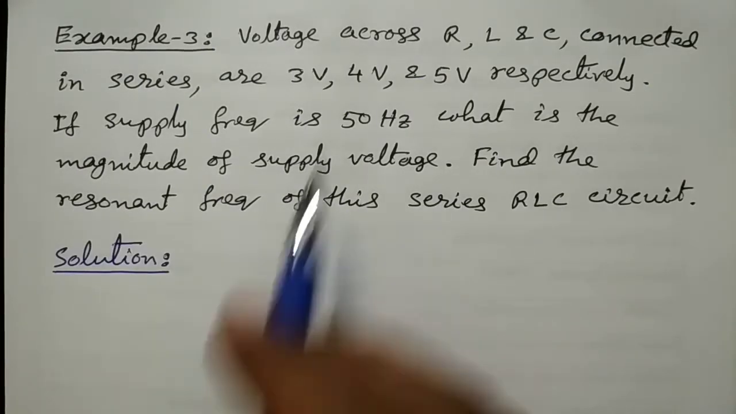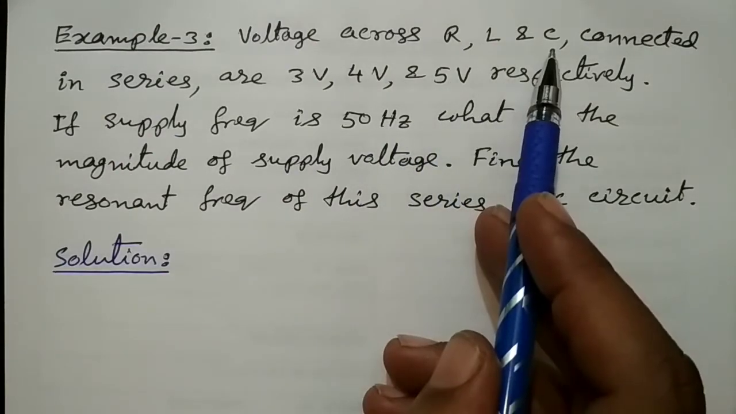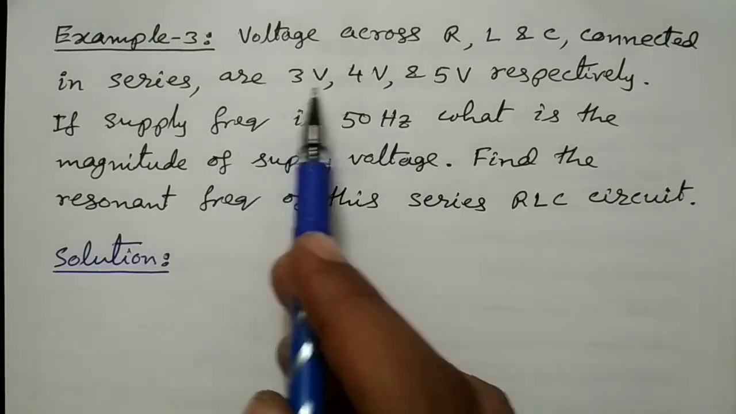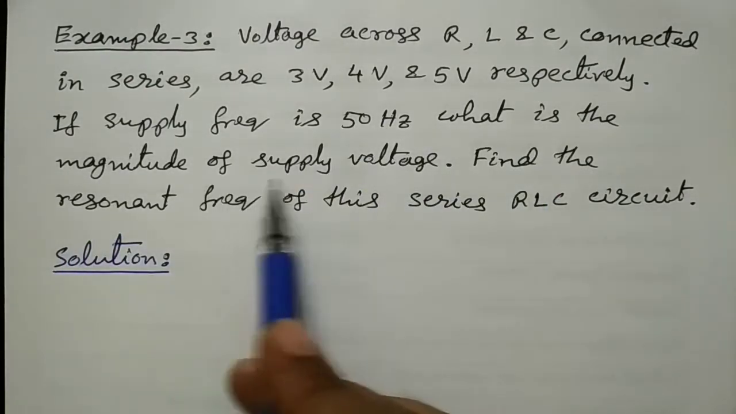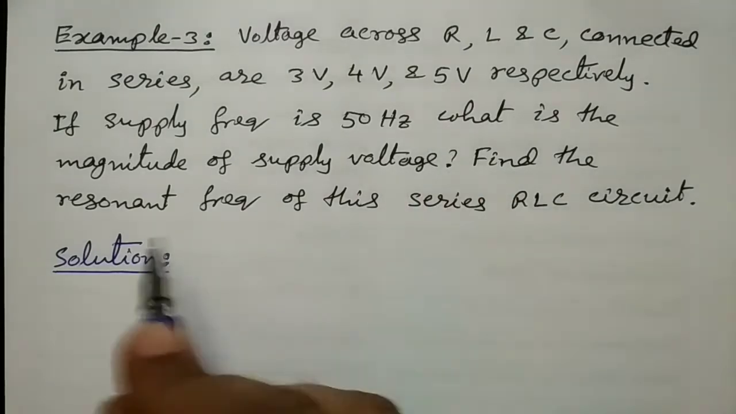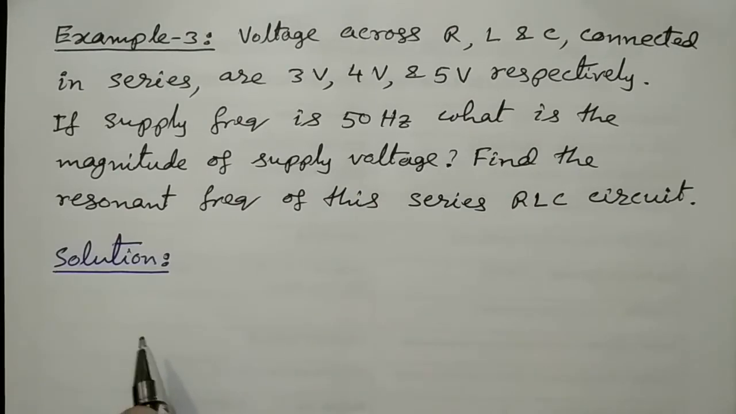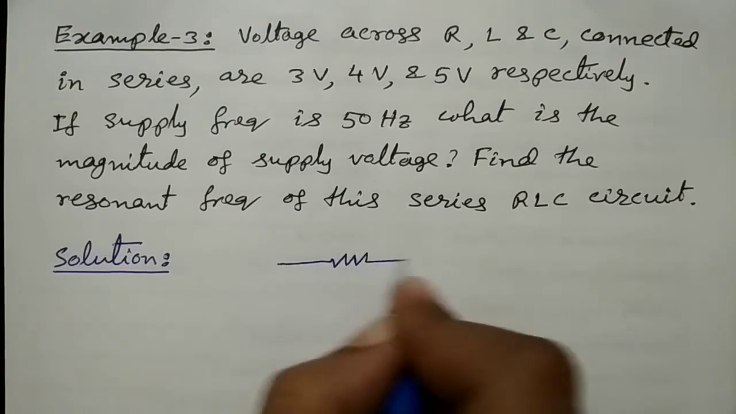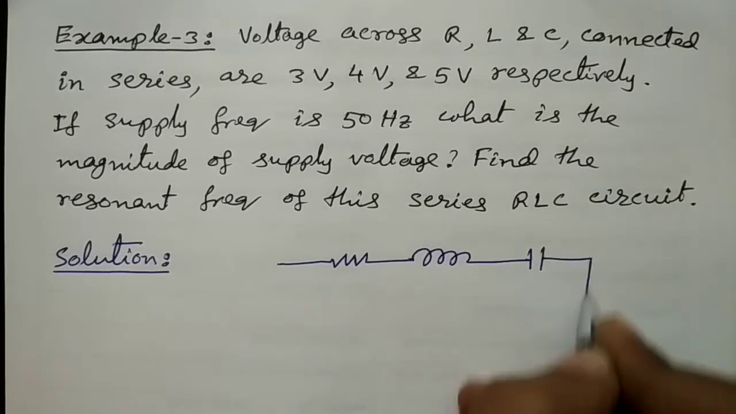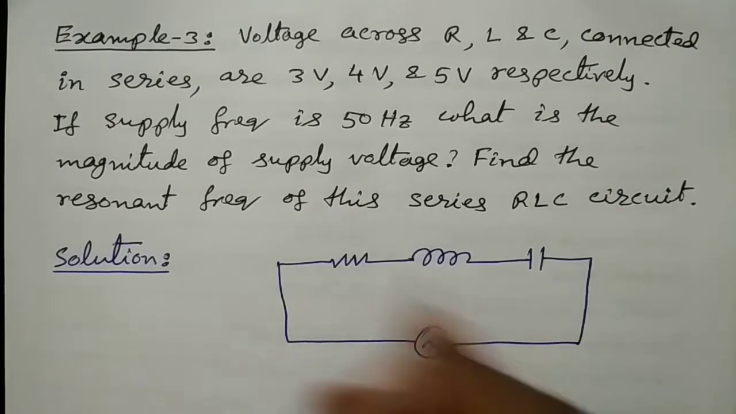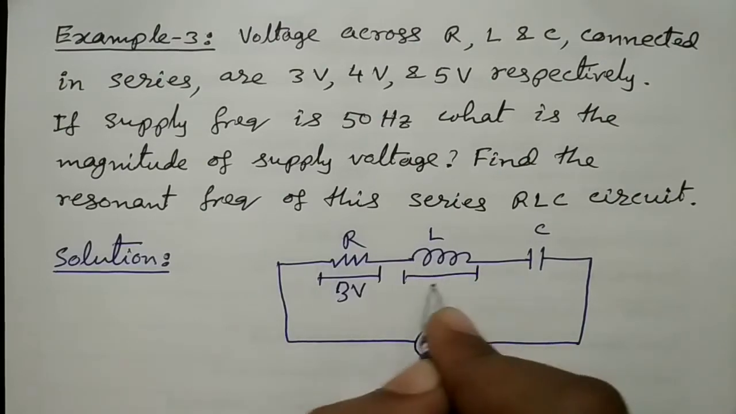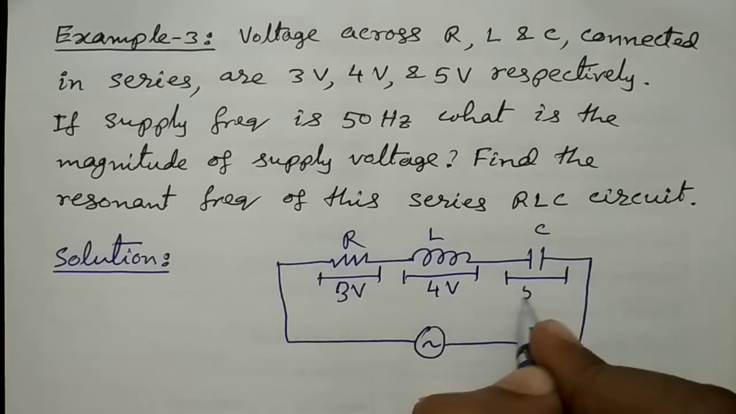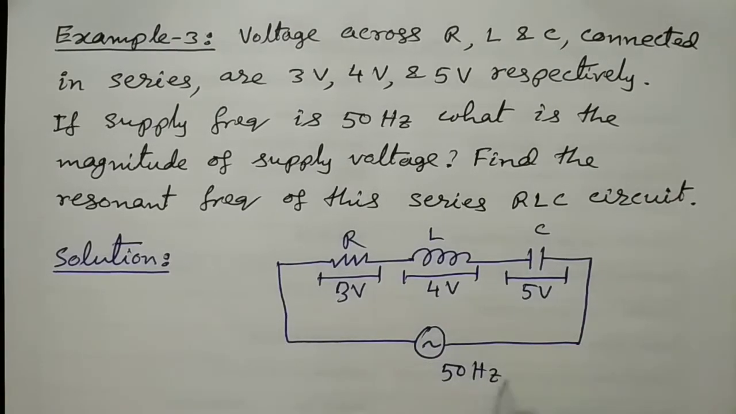The third example is, voltage across the resistance, inductance and capacitance connected in series are 3 volt, 4 volt and 5 volt respectively. If the supply frequency is 50 Hz, what is the magnitude of the supply voltage? And also find the resonant frequency of this series RLC circuit. So in the question, in an RLC series circuit, the voltage drop across each element is given. So voltage drop across the resistance is 3 volt, across inductance it is 4 volt, and across capacitance it is 5 volt. The supply frequency is 50 Hz. We have to find the supply voltage and the resonant frequency.